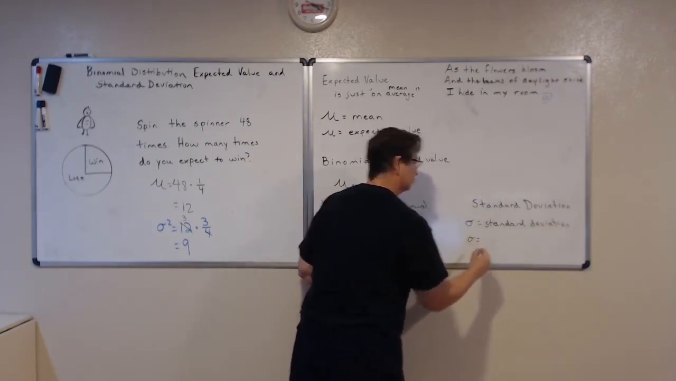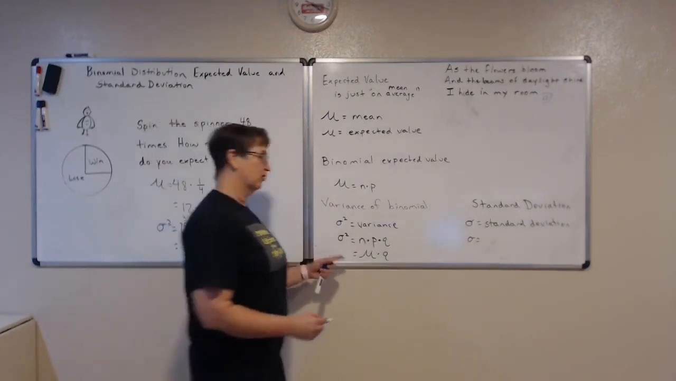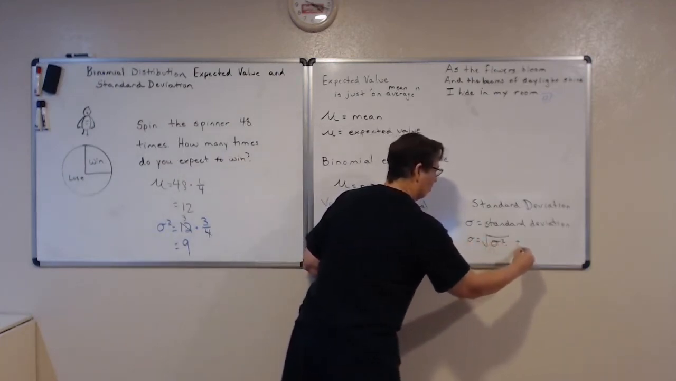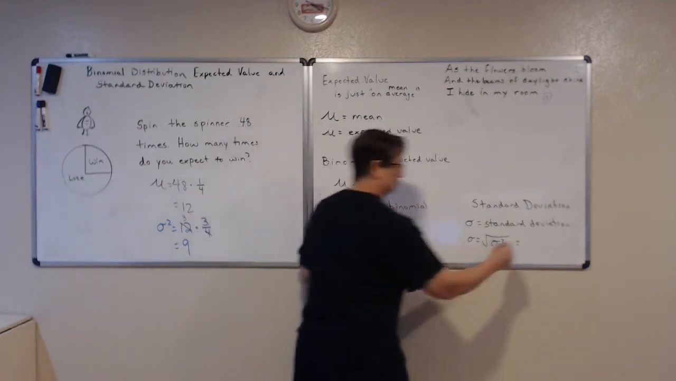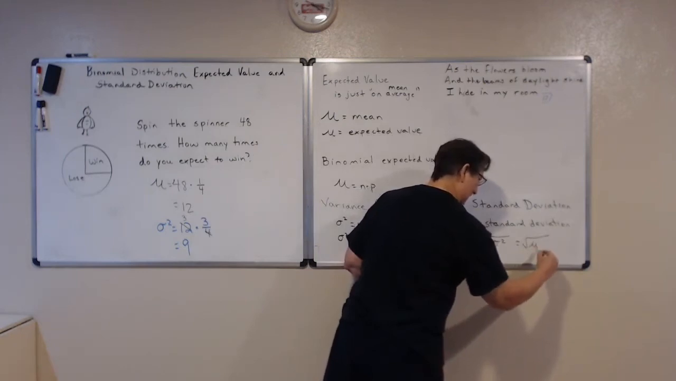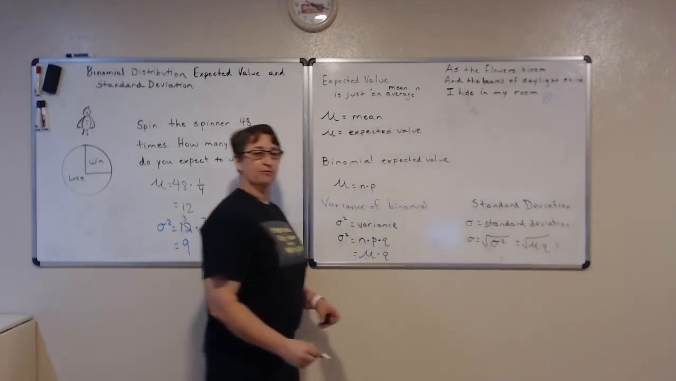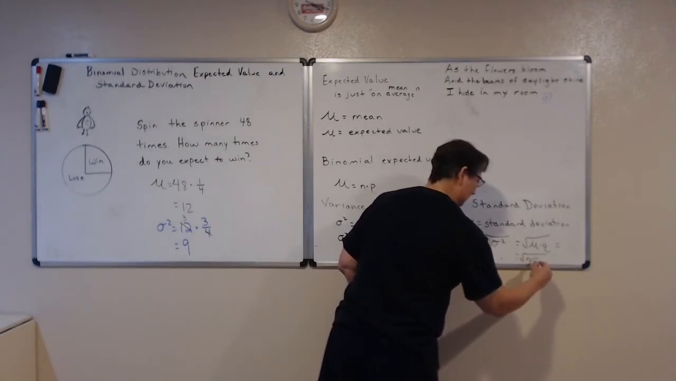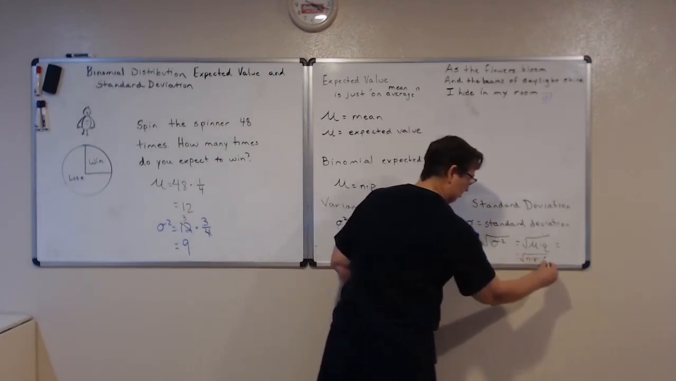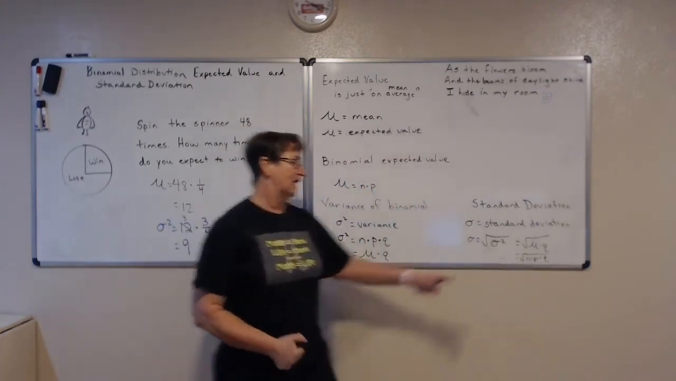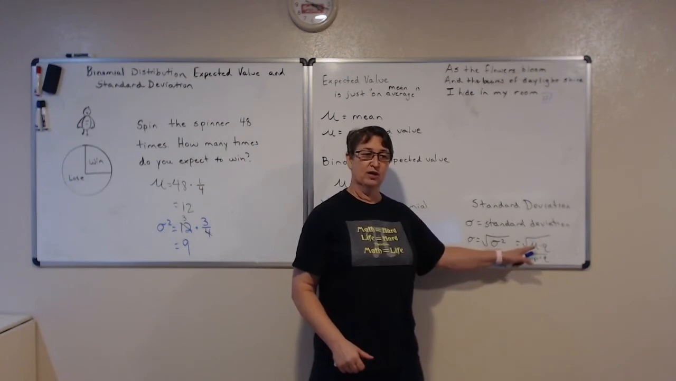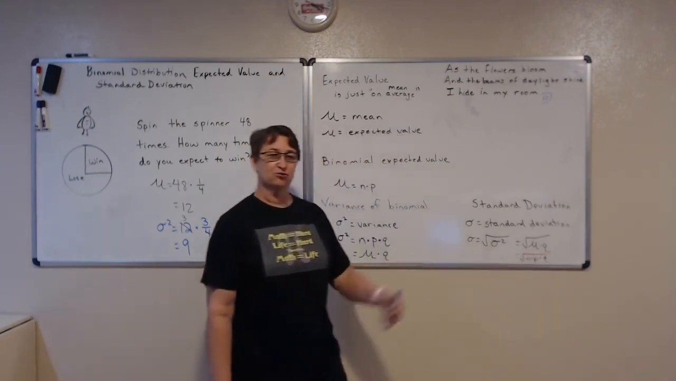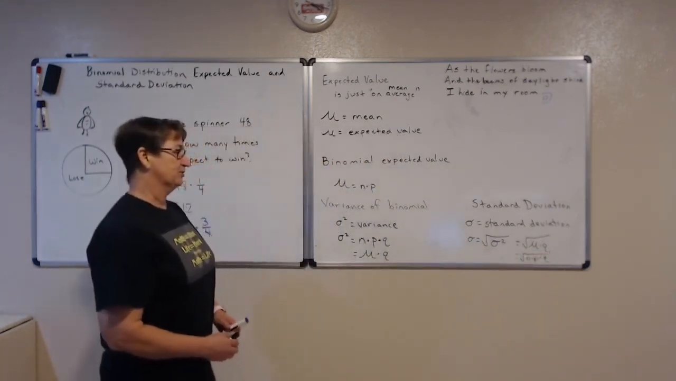The way I get that is I just take my variance and take the square root of it. Or you could say the square root of the mean times your probability for failure. Or the square root of n times p times q, because that's all the variance is. All these things mean the same thing. Once I do my n times my p, I have my mu, my expected value. Then once I have my expected value times my probability for failure, I have my variance, take the square root of that, and I've got my standard deviation.